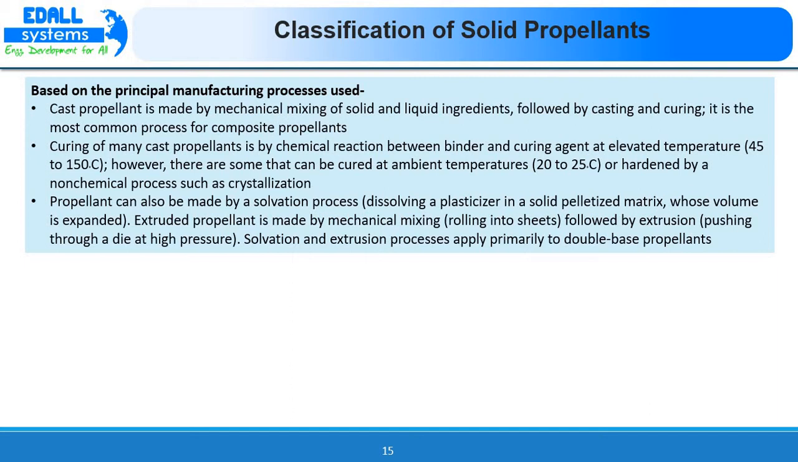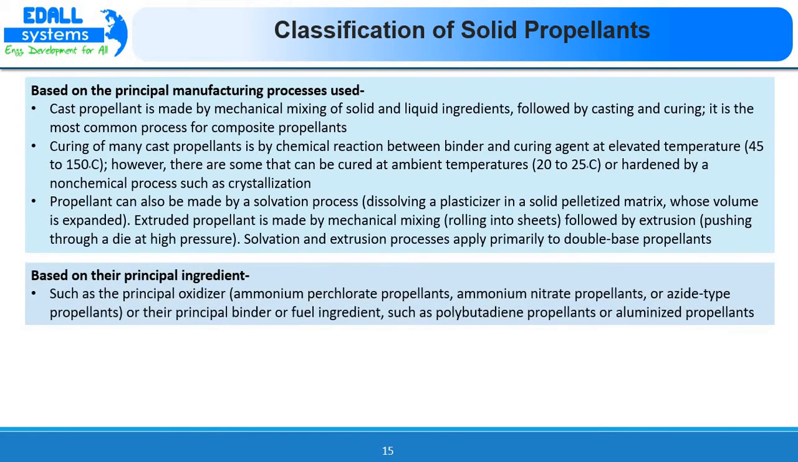Then propellant can also be made by a solvation process, that is dissolving a plasticizer in a solid pelletized matrix whose volume is expanded. So the extruded propellant is made by mechanical mixing, that is rolling into sheets, followed by extrusion, that is pushing through a die at high pressures. So the solvation and extrusion process apply primarily to double base propellants. So these two kinds of manufacturing processes are used for two different kinds of propellants: for composites the casting process is used, and for the double base propellants the solvation and extrusion processes are used.